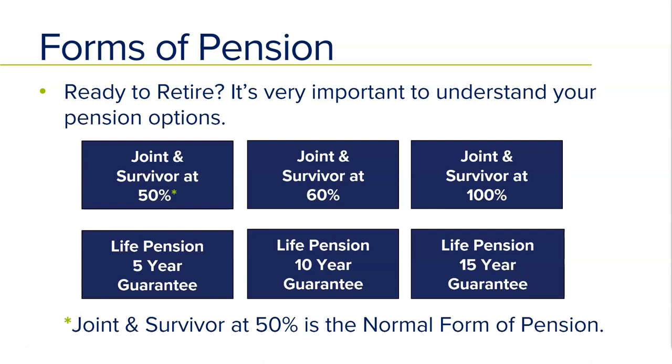And there's also the joint and survivor options of 60 and 100%. These options would be if you have a spouse. Now keep in mind, a spouse is defined under the Pension and Benefits Act, the PBA, as married to that person or 2 years common law. If you don't have a spouse, or if your spouse would want to waive their right to the survivor pension, there's also the life guarantee options, which you could appoint a beneficiary as you would want.